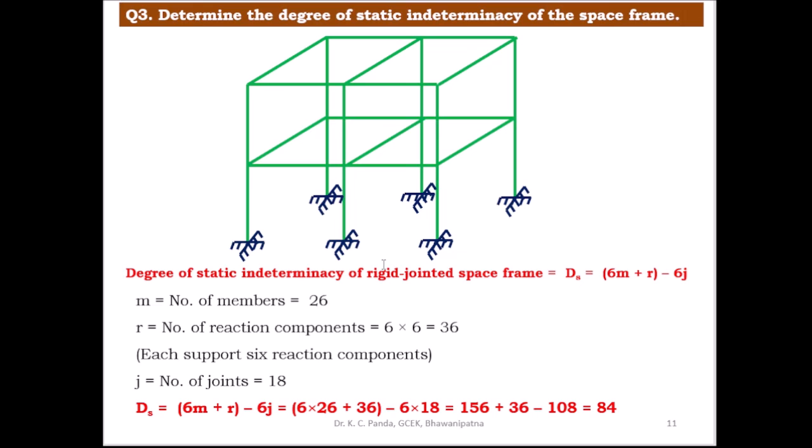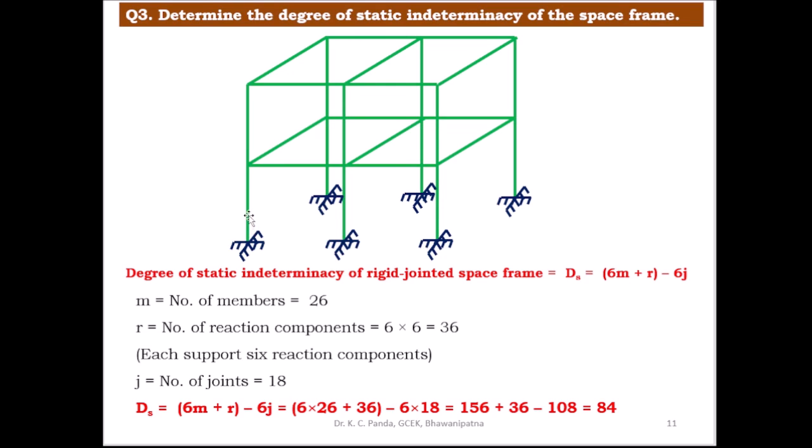Then coming to the third example, determine the degree of static indeterminacy of the space frame. Here this is a 2 bay and 2 storied frame. Here these are the supports, and all the supports are fixed supports, and at each fixed support there are 6 reaction components in the case of a space structure. So the total number of reaction components is equal to 6 into 6, that is equal to 36.